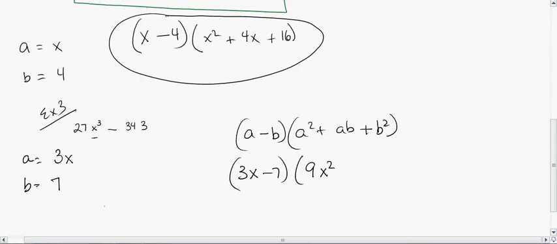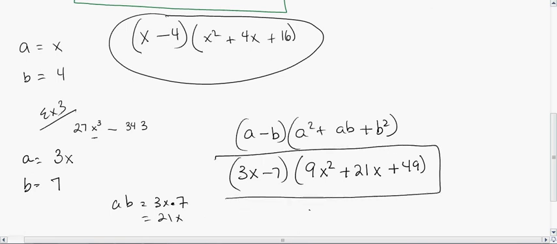What about A times B? A times B, that's going to be 3x times 7. Let's see, that's going to be 21, right? 3 times 7 is 21. So AB is going to be plus 21x. One more to go here. B squared. B is 7. And what's 7 squared? 49. And I think we're done. We've factored 3x minus 7 and 9x squared plus 21x plus 49. Yay!